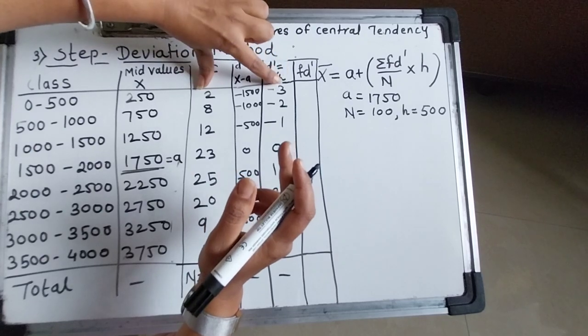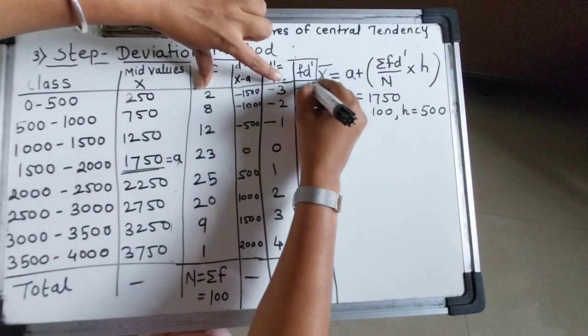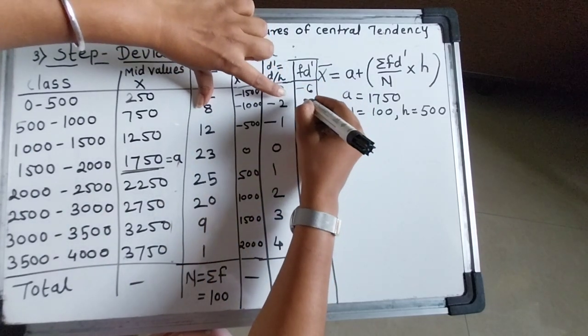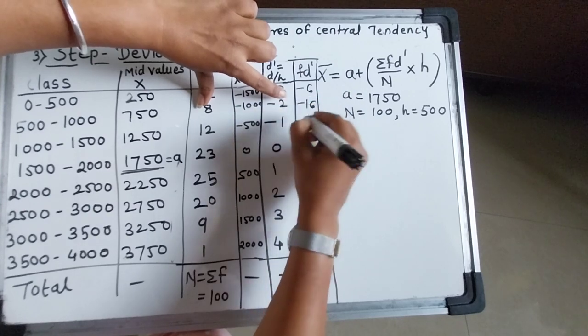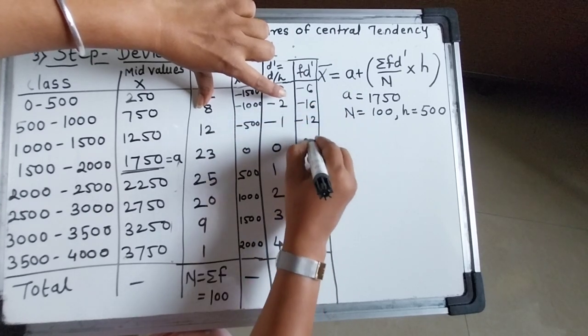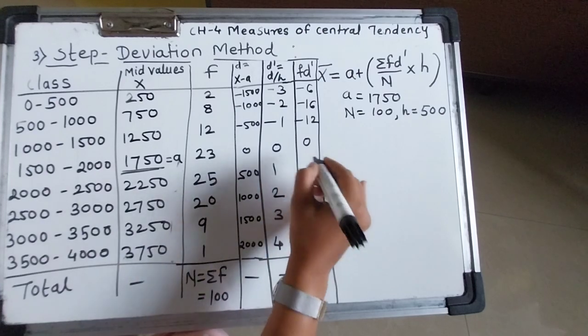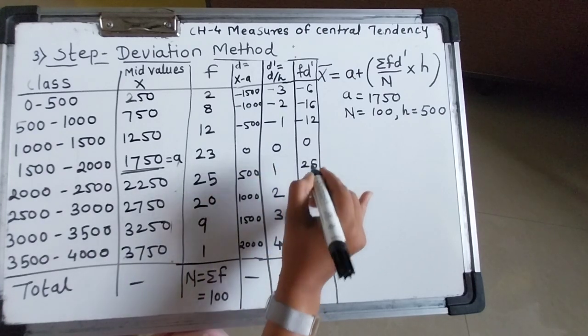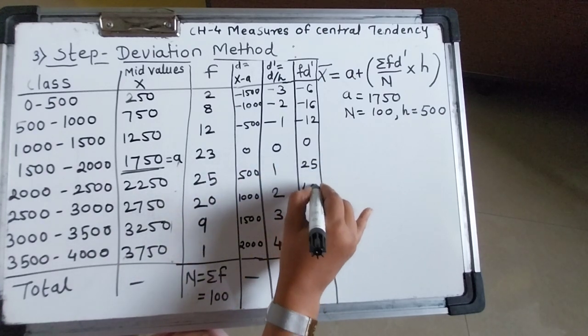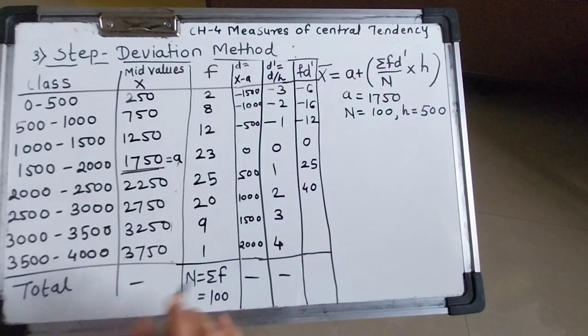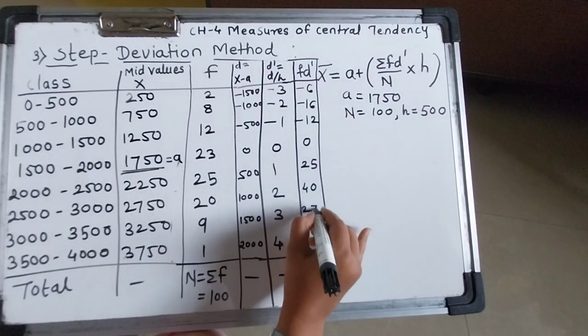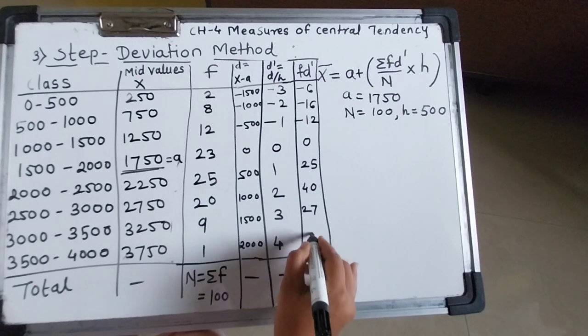2 into minus 3, so it is minus 6. 8 into minus 2, so it is minus 16. Next, minus 12. Next is 0. Next is 25. Next, 40. Next is 27. And the last is 4.